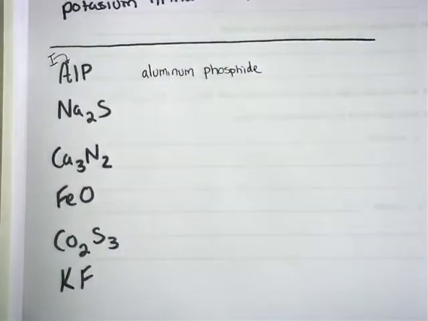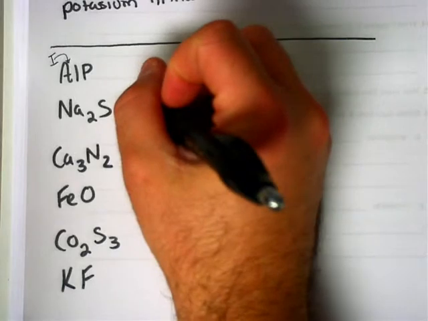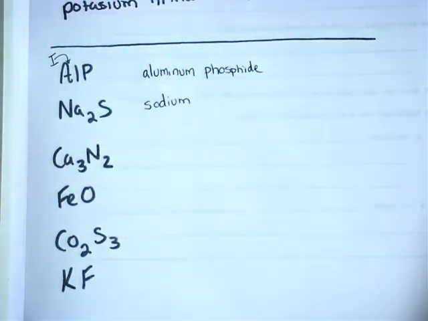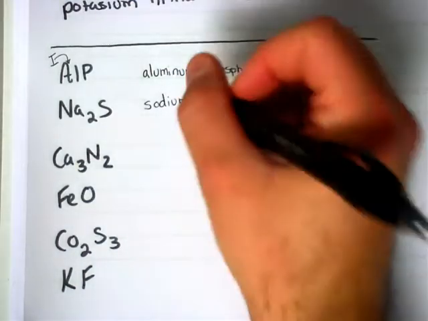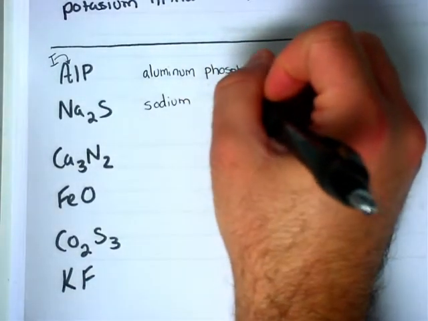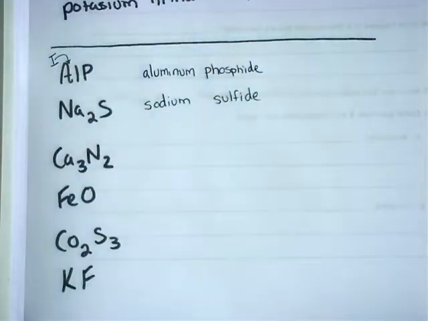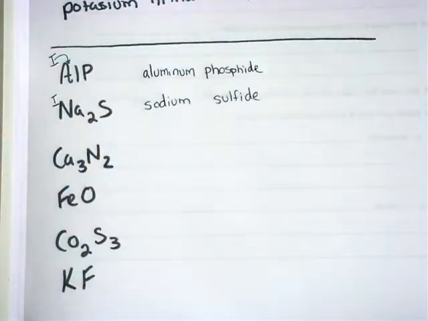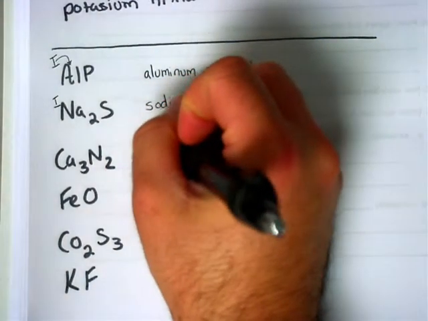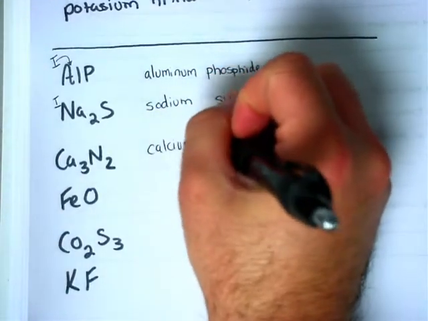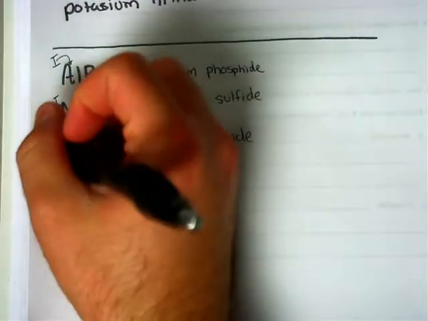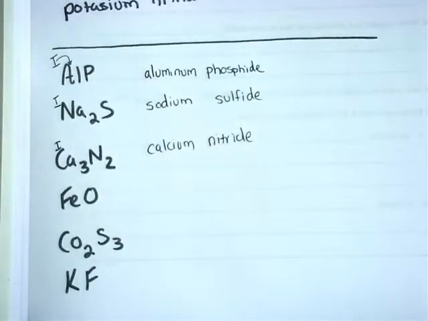How about Na2S? This would be what? Don't use, there's no disodium at all. No prefixes, just said that. Sodium sulfide. Did you see a prefix at all? Because this is guaranteed to be an ionic compound. Ca3N2. Calcium nitride. Did I use prefixes at all? Nope, because this is an ionic compound. I know that because I've got a metal in it.